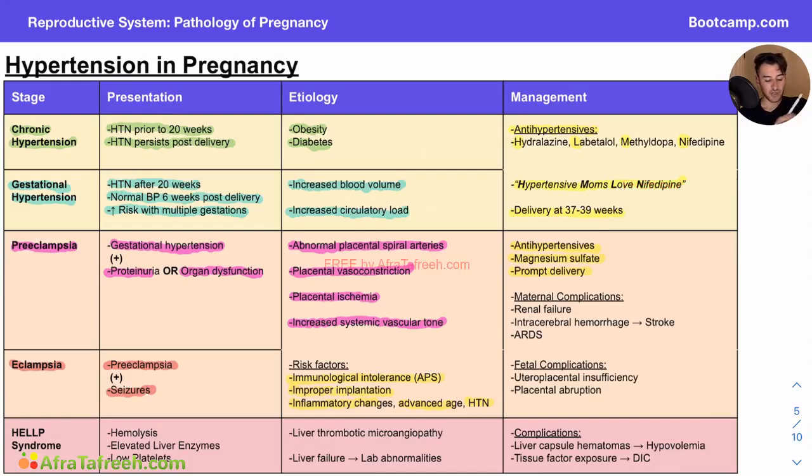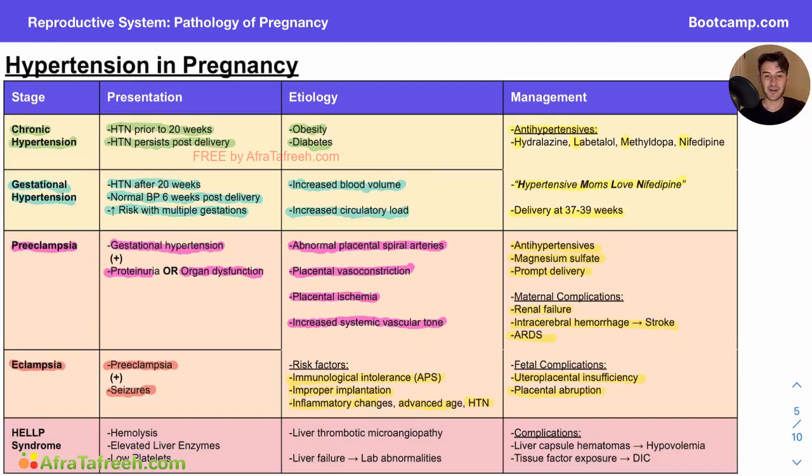In terms of maternal complications, we talked about renal failure. We talked about the fact that we can have vasoconstriction in the brain, and this can actually lead to hemorrhage and cause stroke. We can also see ARDS, which is going to be a pulmonary complication. And then in terms of fetal complications, we can have uteroplacental insufficiency, which is going to lead to growth restriction in our fetus, as well as placental abruption, because it's, again, all about that vasculature.